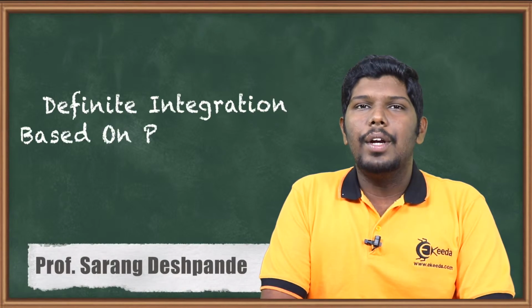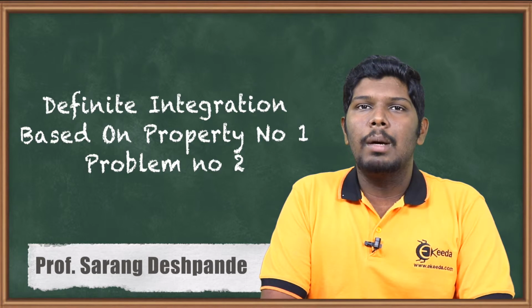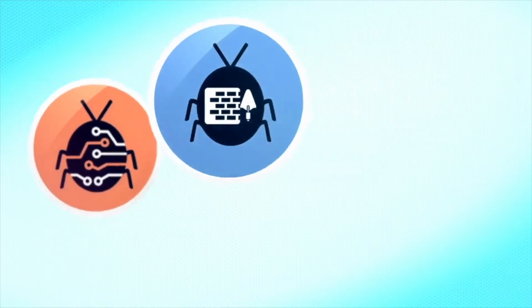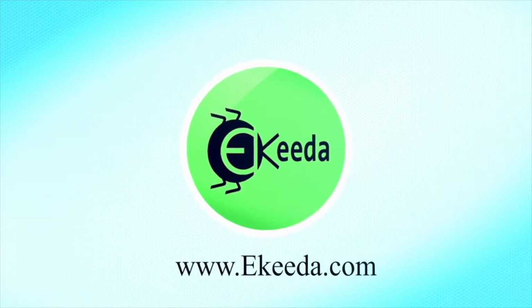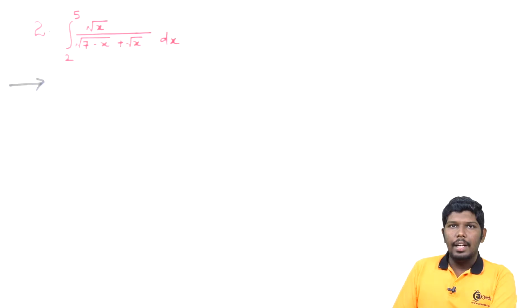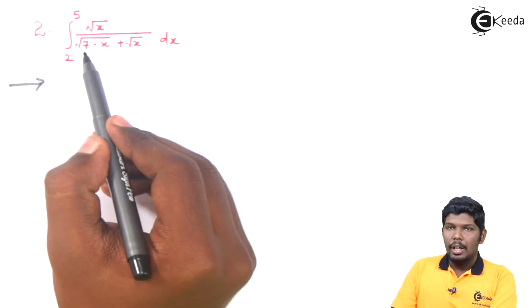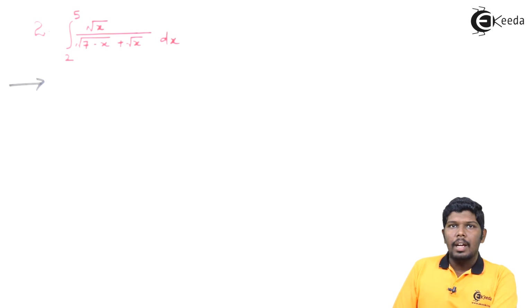Hello friends, in this video we are going to continue with one more problem which is based on property number 1 in definite integration. Let us start with problem number 2. Integral 2 to 5 root x upon under root 7 minus x plus under root x dx. In this case also, if you don't want to use the property, you can directly rationalize this function.